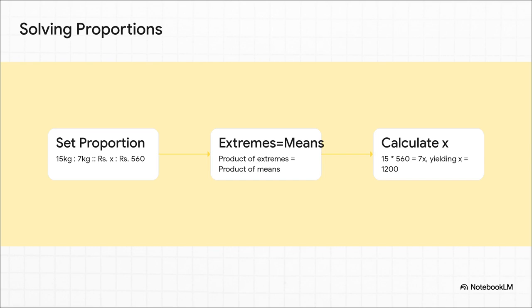Let's move on and see how this builds into solving an actual textbook problem. Suppose 7 kilograms of sugar costs 560 rupees, and we want to find out the cost of 15 kilograms. We just set up our proportion. 15 kilograms is to 7 kilograms, as X rupees is to 560 rupees. The golden rule here, the product of the extremes always equals the product of the means. So we multiply our outer numbers, 15 and 560, and set that equal to our inner numbers, 7 times X. Solve for X, and boom, we find that the 15 kilograms cost 1,200 rupees. See? Simple, structured, and completely logical.